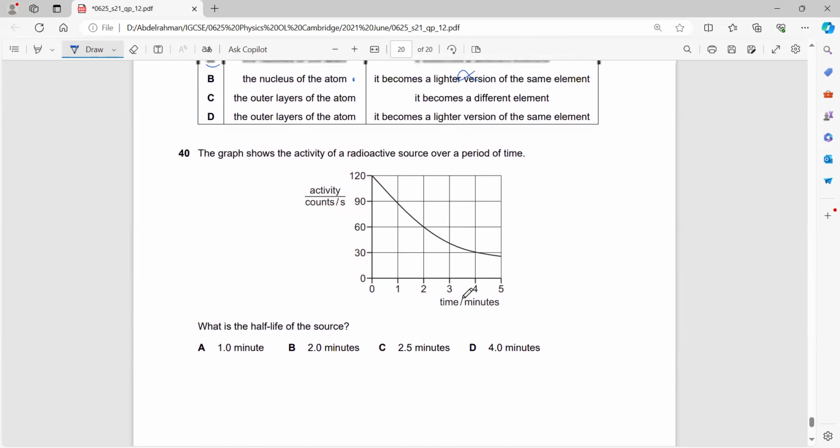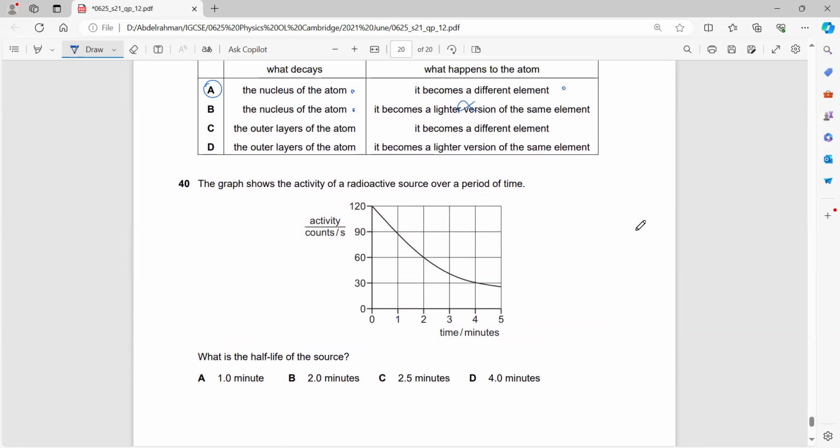Question 40: the graph shows the activity of a radioactive source. What is the half-life? 120 divided by 2 is 60. Draw a horizontal line and then a vertical line. So the total half-life would be 2 minutes. Okay, good.